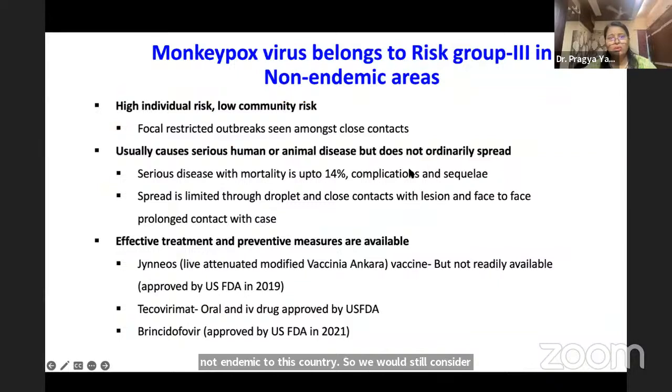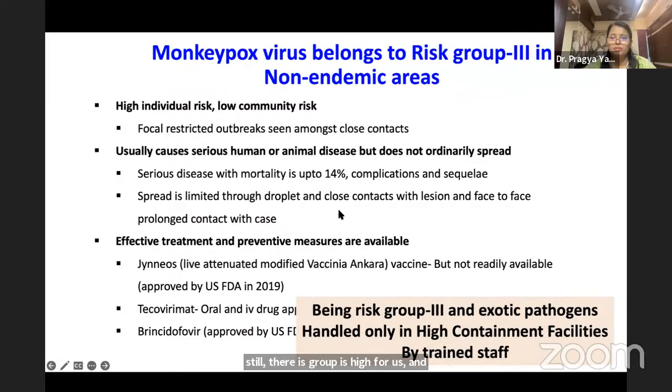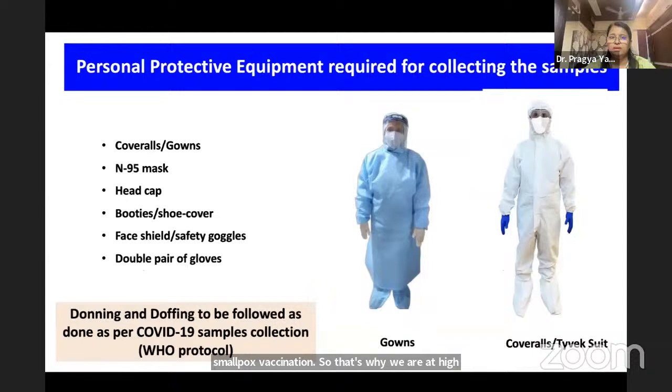And as presented by the rest of the presenters, we don't have any vaccine, we don't have antivirals present in the country, and we do not have access to any vaccine so far. So the risk is still high for us, and we do not have any exposure. We have a very high population of young adults and young children, and they do not have any immunity from the pox or smallpox vaccination. That's why we are at high risk, and we can consider it in that category.